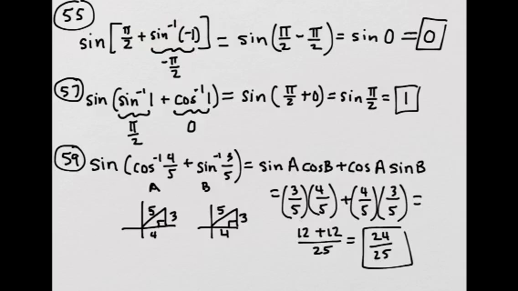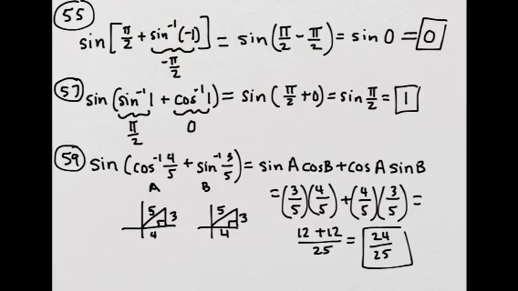Alright, so I replace this whole expression right here with negative pi over 2, and that's what you see right here. These two, when you combine, you get 0. Sine of 0 is 0. For 57, these are ratios from the unit circle. So sine inverse of 1 is pi over 2. Cosine inverse of 1 is 0. So this becomes sine of pi over 2 plus 0, which is sine of pi over 2, which is 1.